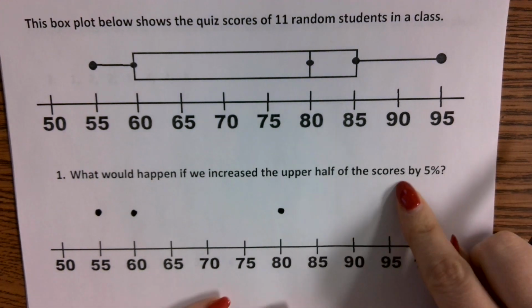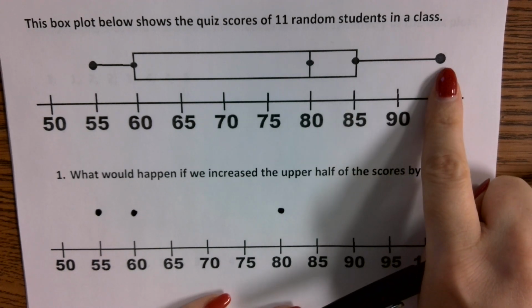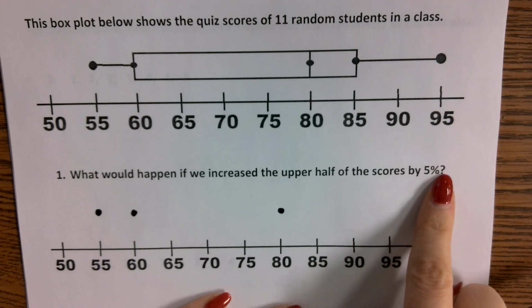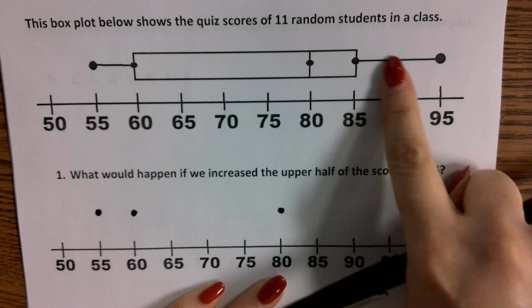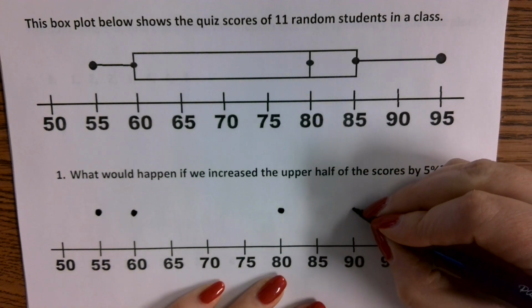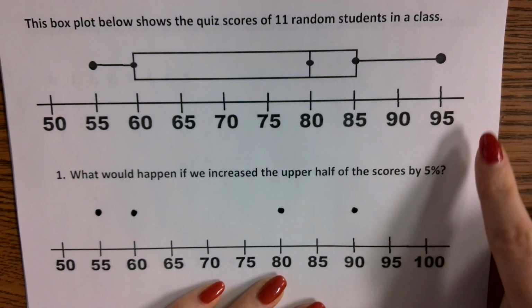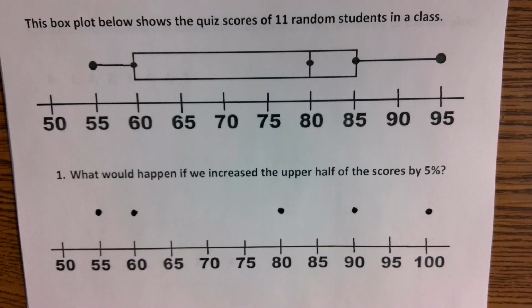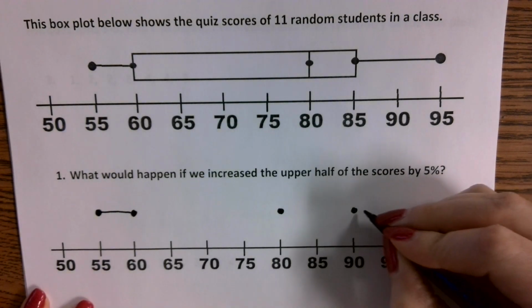What is going to change are my data points for my upper quartile and my largest value. They are both going to increase by how much? 5%. So that means instead of it going to 85, it's now going to go to 90. And instead of my highest score being a 95, it's now going to go to 100. So then when I plot it, it's going to look something like this.